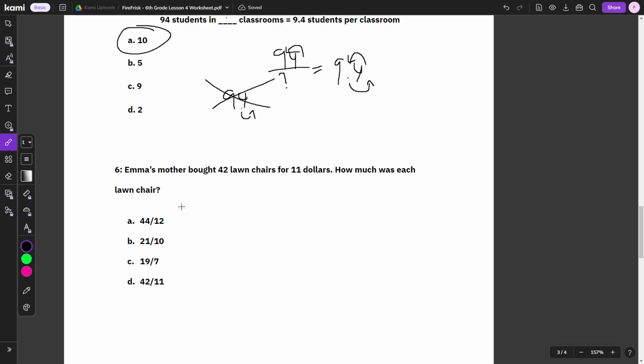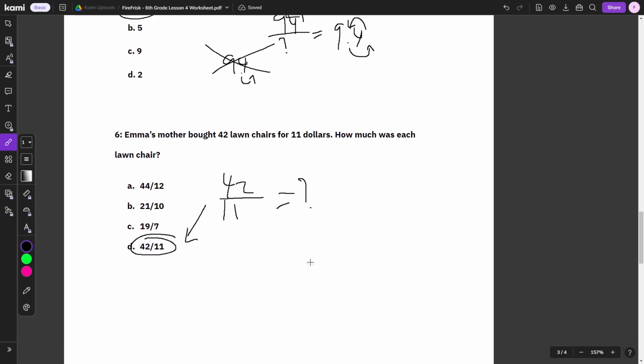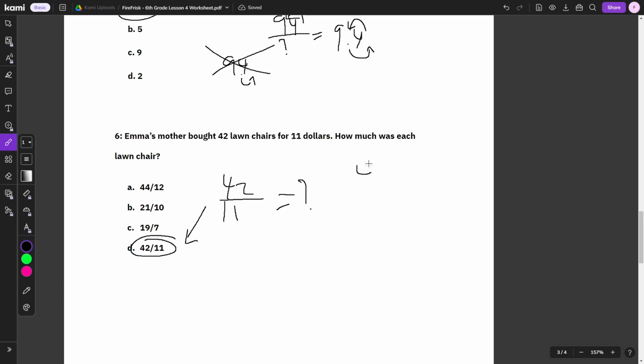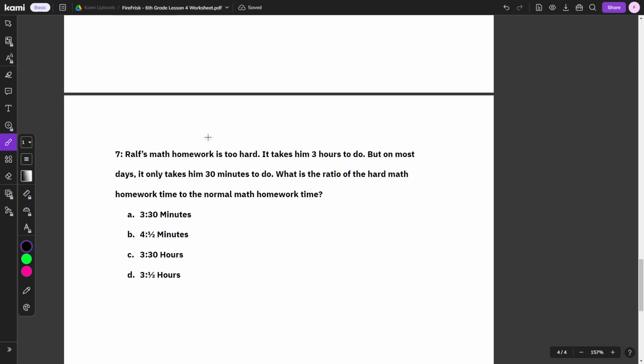Emma's mother bought 42 lawn chairs for $11. How much was each lawn chair? 42 divided by 11 is, we don't have to know, because the answer is right there. Why does this work? Well, there's 42 lawn chairs, and she bought it for $11. Makes sense, because you divide 42 lawn chairs by $11, and that'll give you the price for each lawn chair, which means that 42 divided by 11 is the price for one lawn chair.